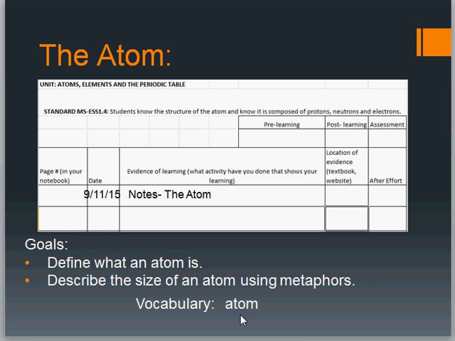So at the moment, the first thing that I'd like you to do is take out your goal page, standards page for this standard, to know the structure of the atom and know it's composed of protons, neutrons, and electrons. And I'd like you to fill in the first thing with notes on the atom. You are going to need to take down notes as you go along, so don't forget to do that. Okay? Your two goals for today are defining what an atom is, as well as describing the size of an atom using metaphors.